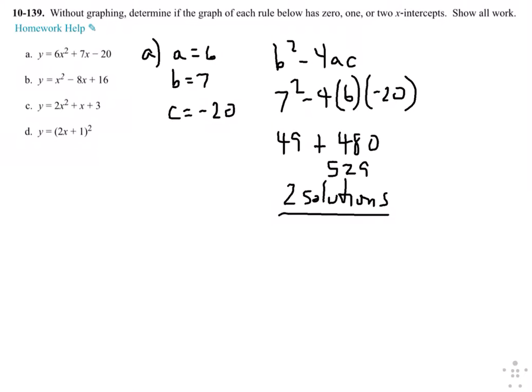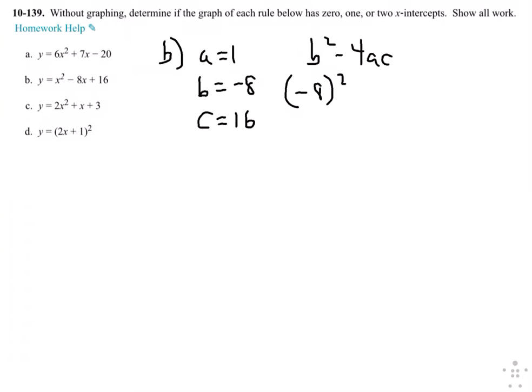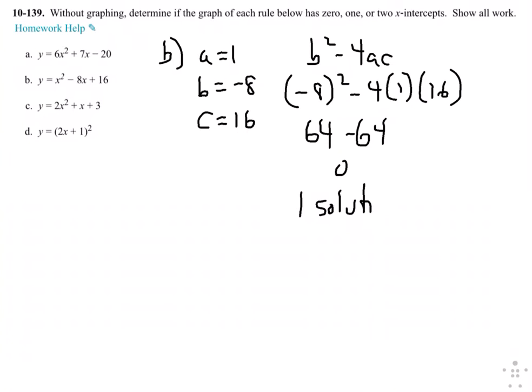Okay, for B, let me make space. For B, we have A is 1, B is negative 8, C is 16. We want B squared minus 4AC, so that's negative 8 squared minus 4 times 1 times 16. That's 64 minus 64, which is 0, so that means there is one solution. If the discriminant is 0, there's one solution.